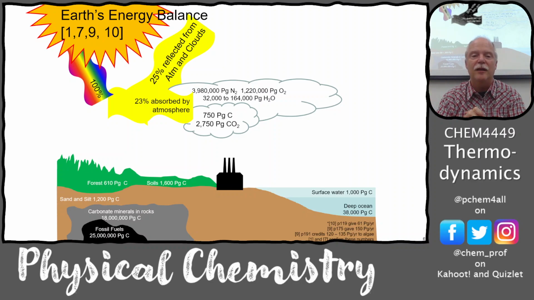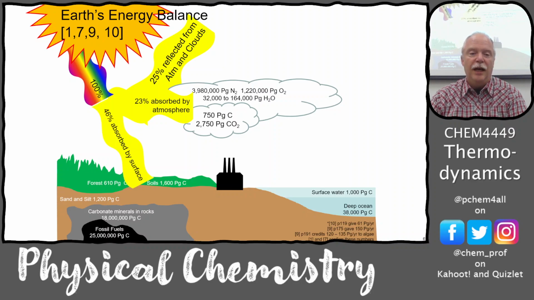But also some of the infrared light from the sun is absorbed by the atmosphere, by water, CO2, and so on. Infrared's not absorbed by the oxygen and nitrogen because it's symmetric, it's a homonuclear diatomic. And so the infrared light goes through the homonuclear diatomics and goes through past argon. And so then 46% is absorbed by the surface.